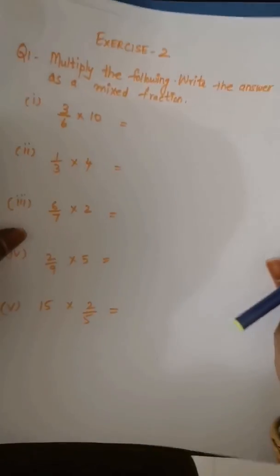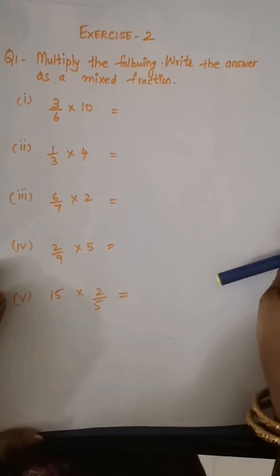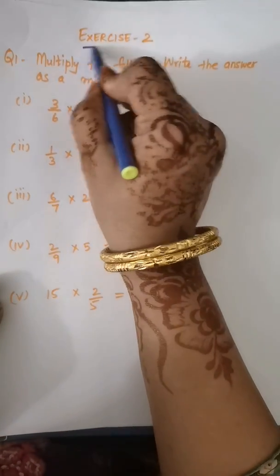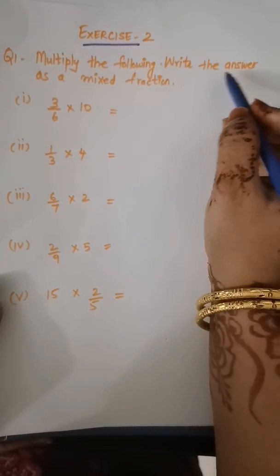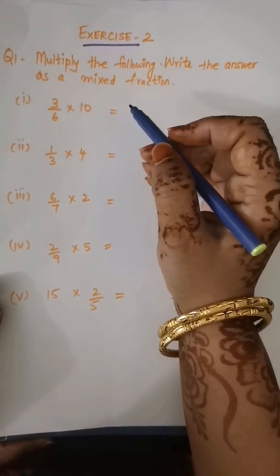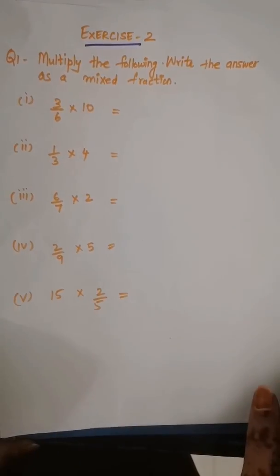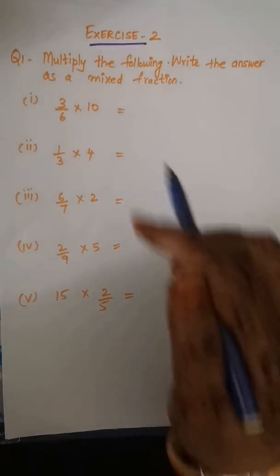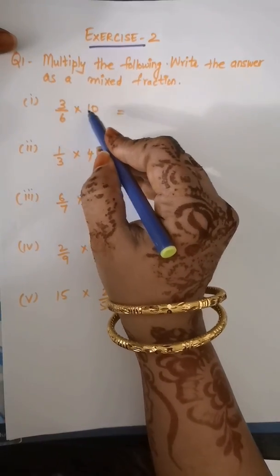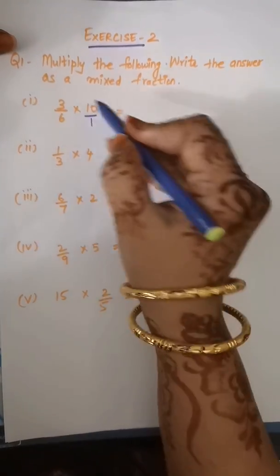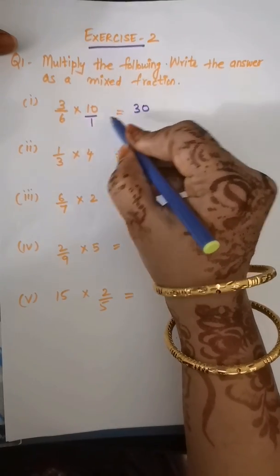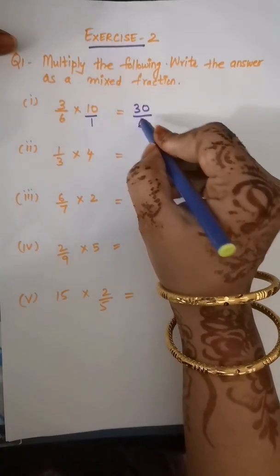Okay children, next exercise 2. Exercise 2, multiply the following, write the answer as a mixed fraction. Come on, you have to multiply. In multiplication, numerator with numerator, denominator with denominator. Now 3 by 6 into 10, nothing is there means 1. 3 tens are 30, 6 ones are 6.